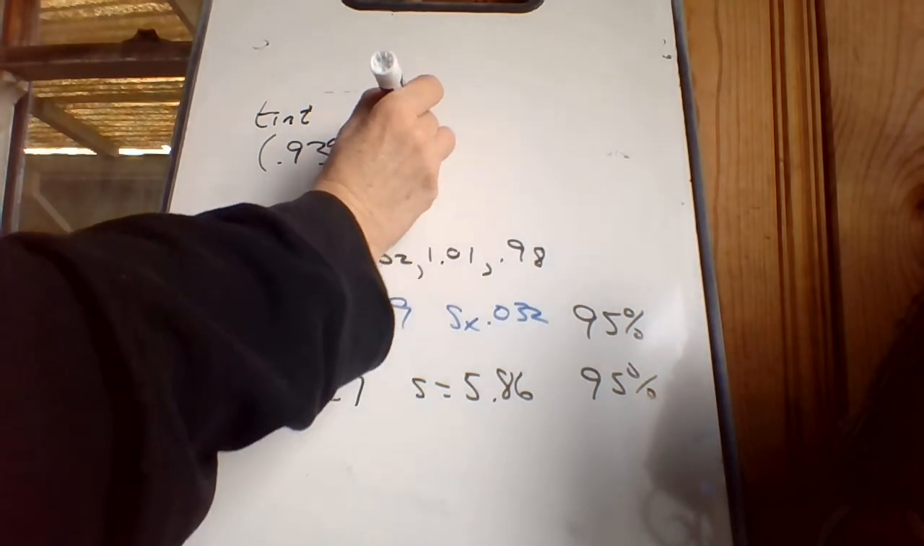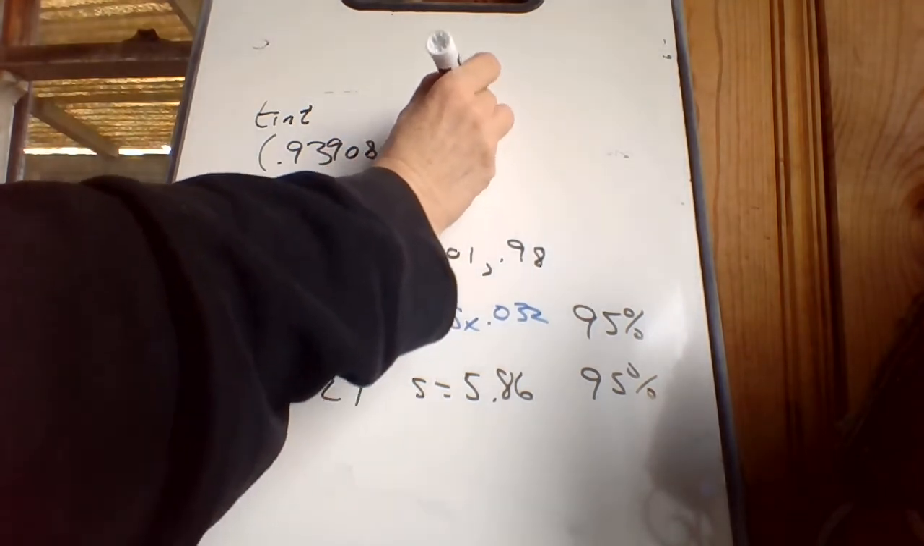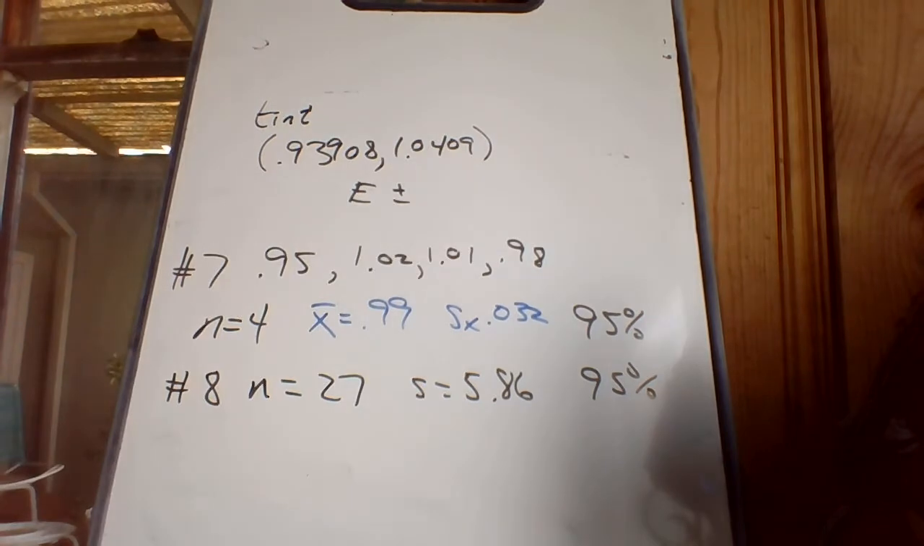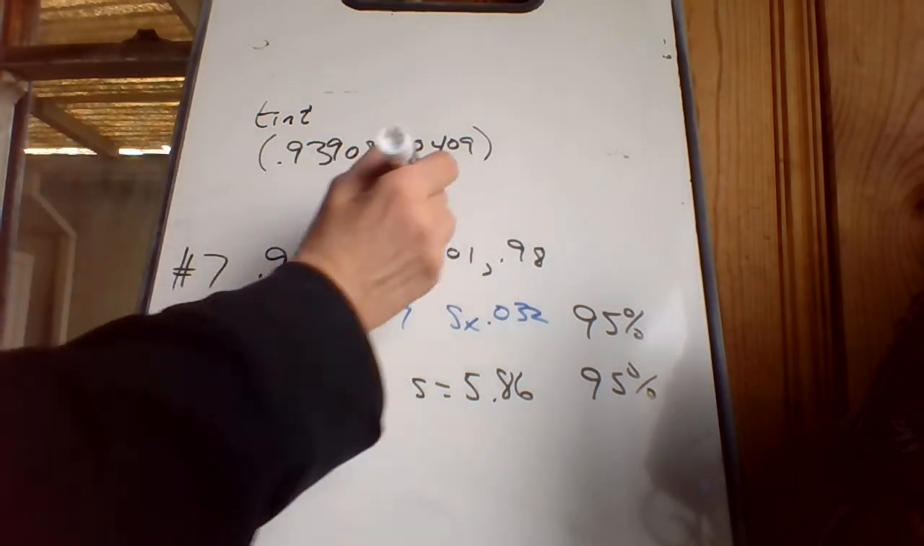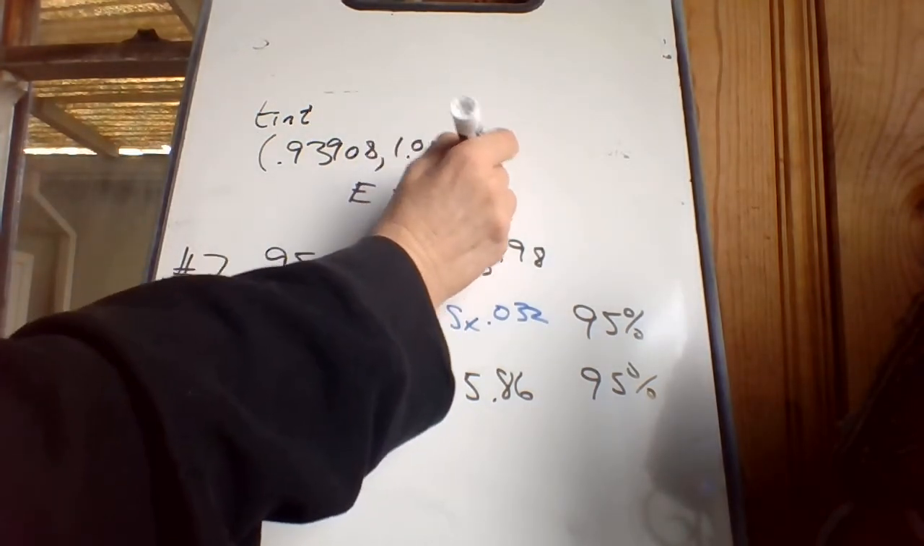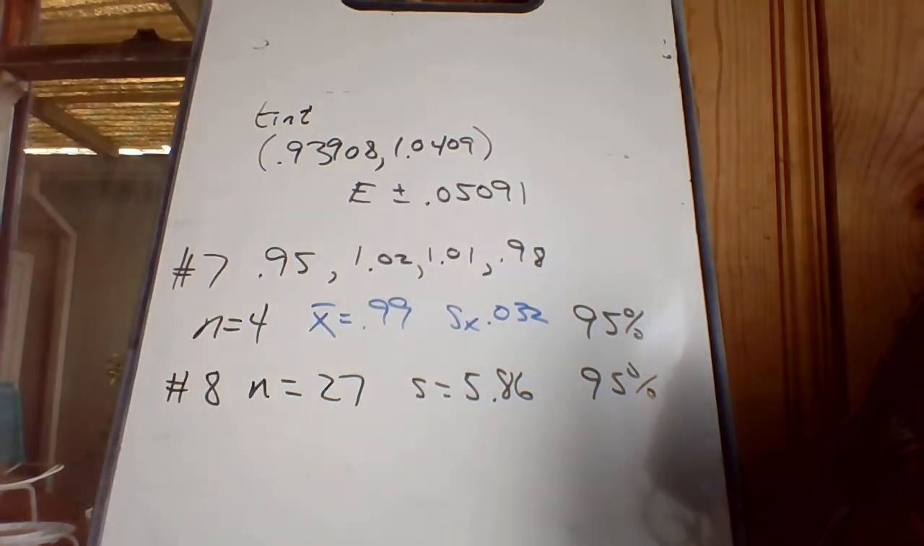0.93908, 1.0409, with an error of 1.0409 minus 0.93908 divided by 2, 0.05091. Okay, that was number 7.